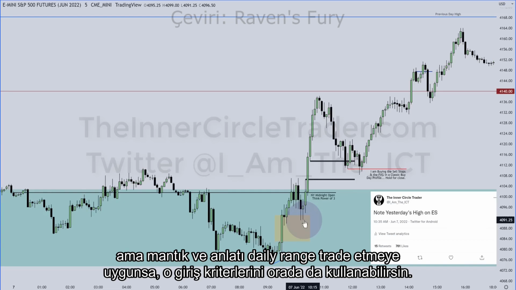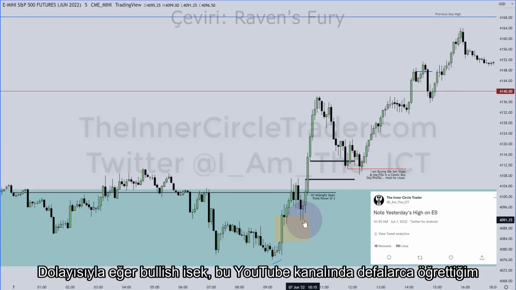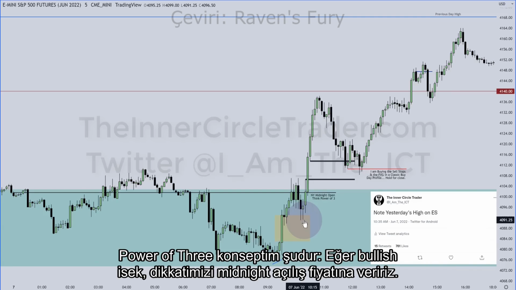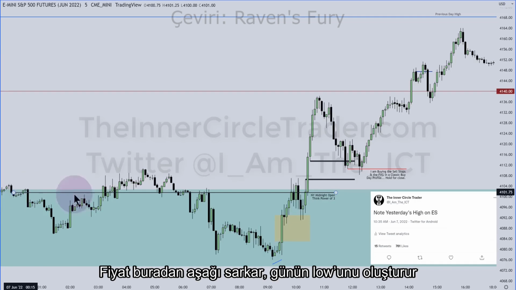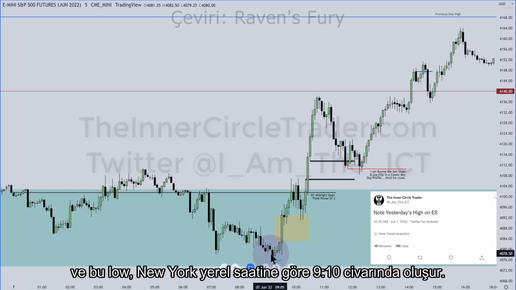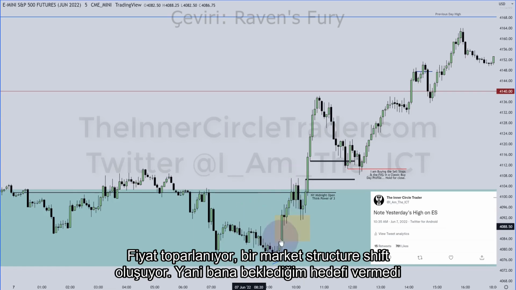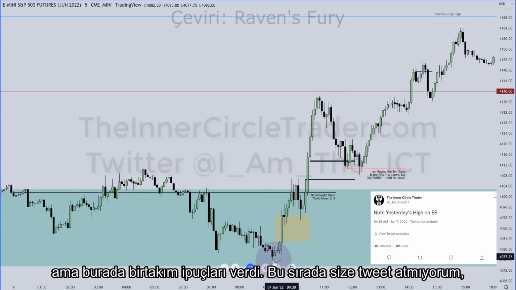the daily range. Okay. So if we're bullish, I teach and I have taught on this YouTube channel multiple times, my Power 3 concept is if we're bullish, we're going to be looking for the opening price at midnight. It's going to drop down, create the low of the day. It's forming it at 9:10 New York local time. It rallies up, shift in market structure. So it doesn't give me my objective, but it gives me these clues here.